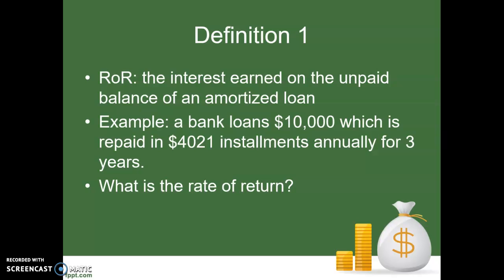You're going to loan, let's say $10,000 to someone, and they're going to repay it in annual installments of $4,021. So you'll receive 3 of those payments. What is the rate of return of this investment? And so let's pull up Excel to demonstrate this.